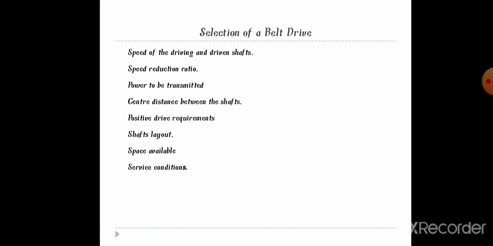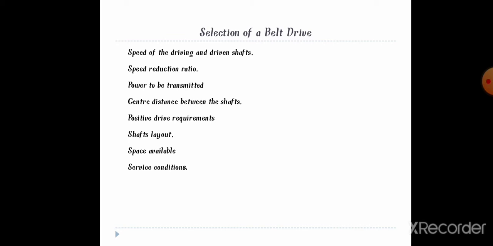Selection of belt. The important factors that should be considered while selecting a belt drive are the speed of the driving and driven shafts. Generally, the driving and driven shafts can operate at the same speed as well as at different speeds. Then speed reduction ratio, and power to be transmitted. Power to be transmitted is an important factor while selecting the belt.